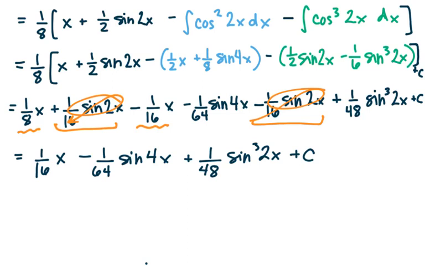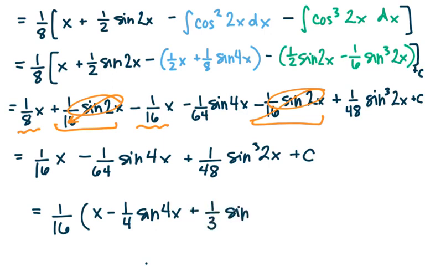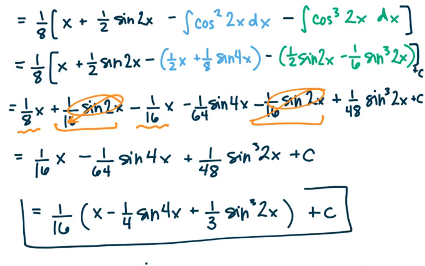Essentially, we are done, but you may notice that all three of these terms have a GCF of 1/16. I always recommend factoring that out. So I have 1/16 times x minus 1/4 sine of 4x plus 1/3 sine cubed of 2x plus c. So that would be my final answer here.